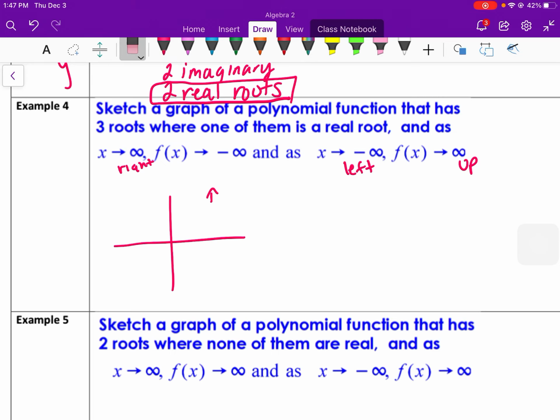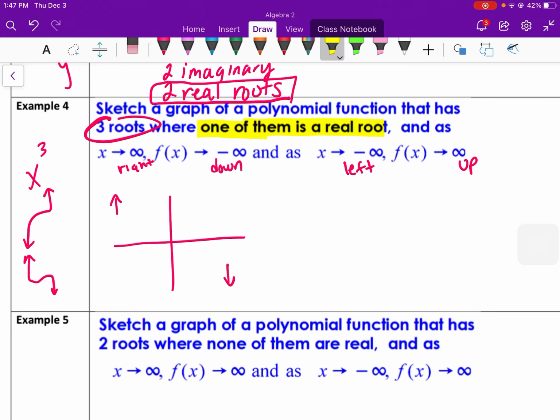Oh, wait. Sorry. I messed that up. As you go to the right, negative infinity would be down, not up. Okay, as you go to the right, you go down. As you go to the left, you go up. This function has 3 roots, which means it's an x to the 3rd power. So it looks something like this usually, or this, depending on the end behavior.